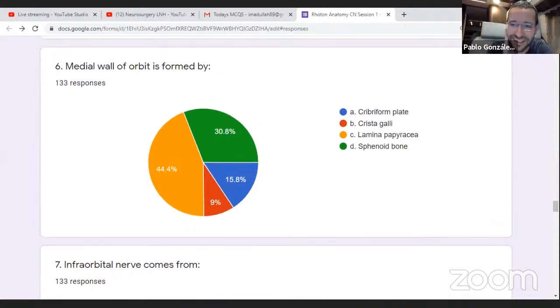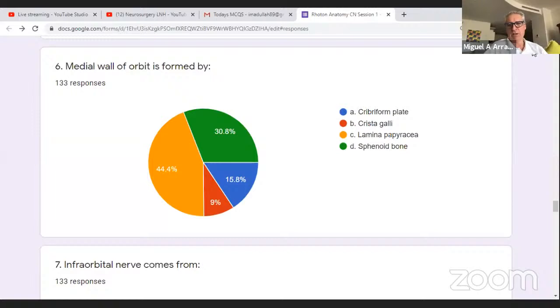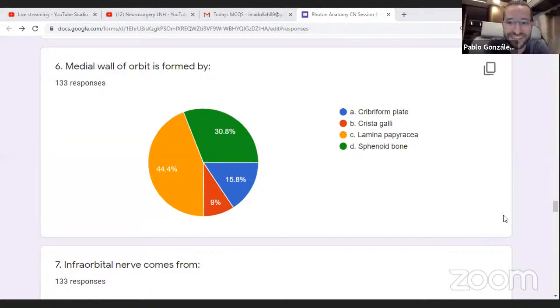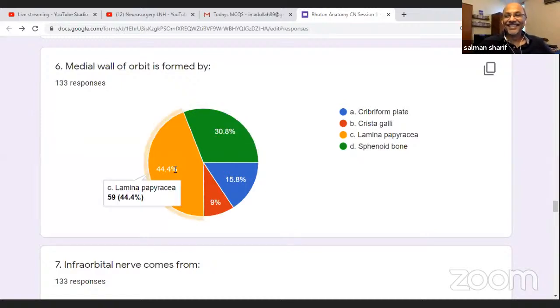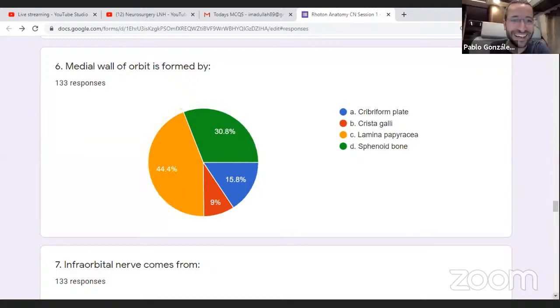I'm not sure. I'm asking if some part of the sphenoid bone could be part of the medial wall. It is also part, yeah. The posterior half, let's say, is a small part of the sphenoidal bone, the apex. So 70% got it right then. Yes, that's it. That's a positive way. Okay, good.